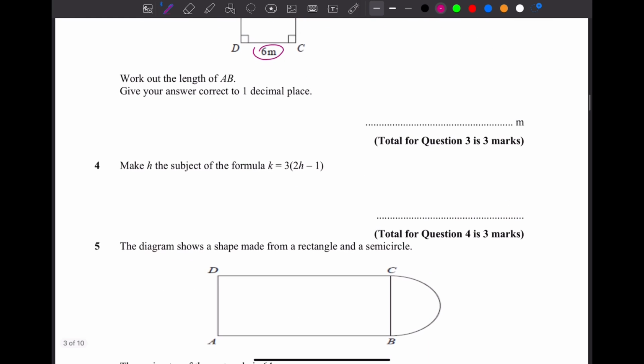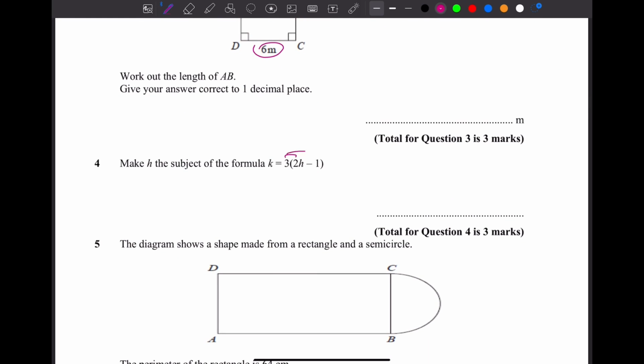Make H the subject. Okay, let's expand this here and here, here and here. K equals 6H minus 3. 6H is what? K plus 3. Just divide by 6. There you go.